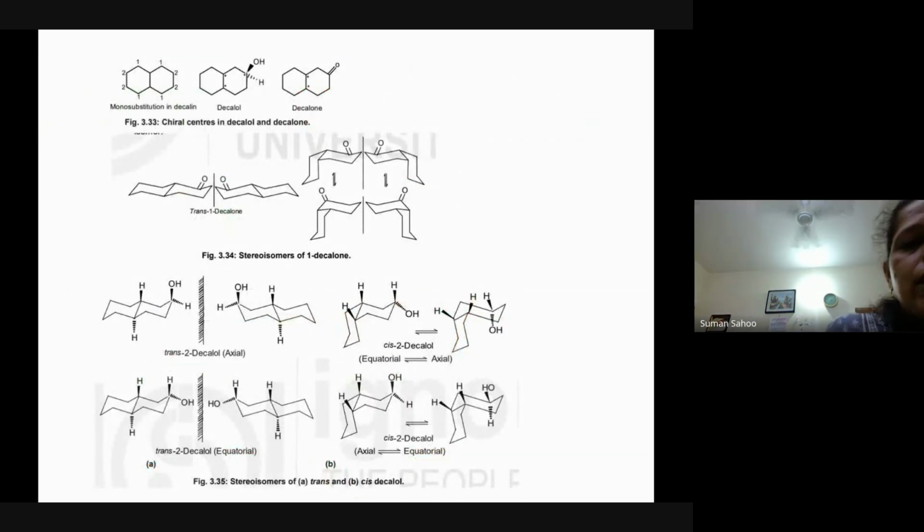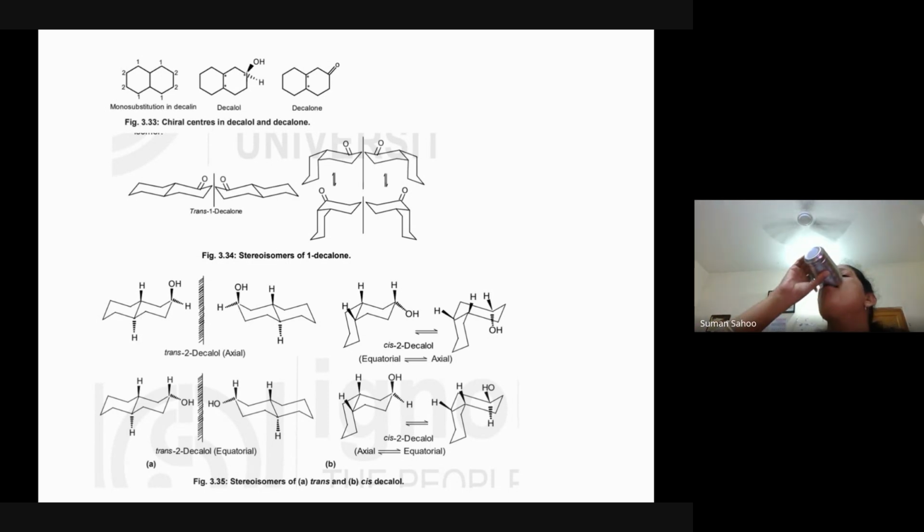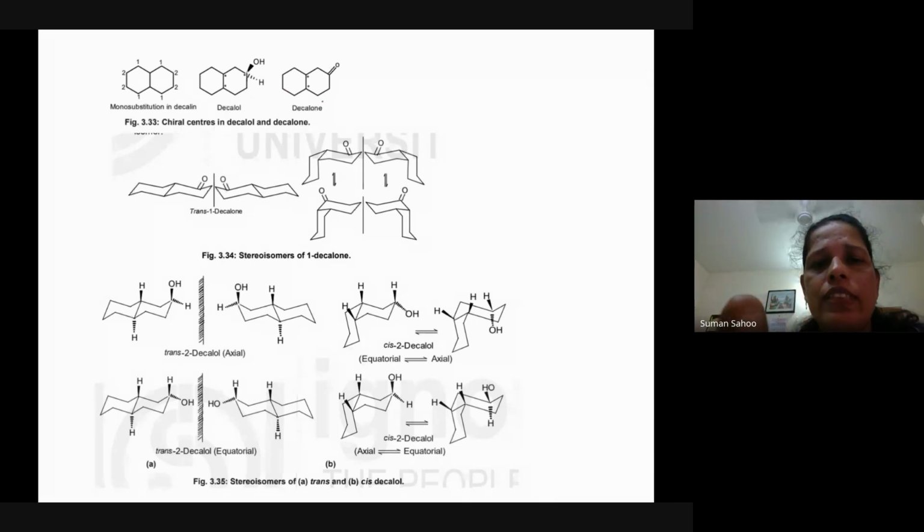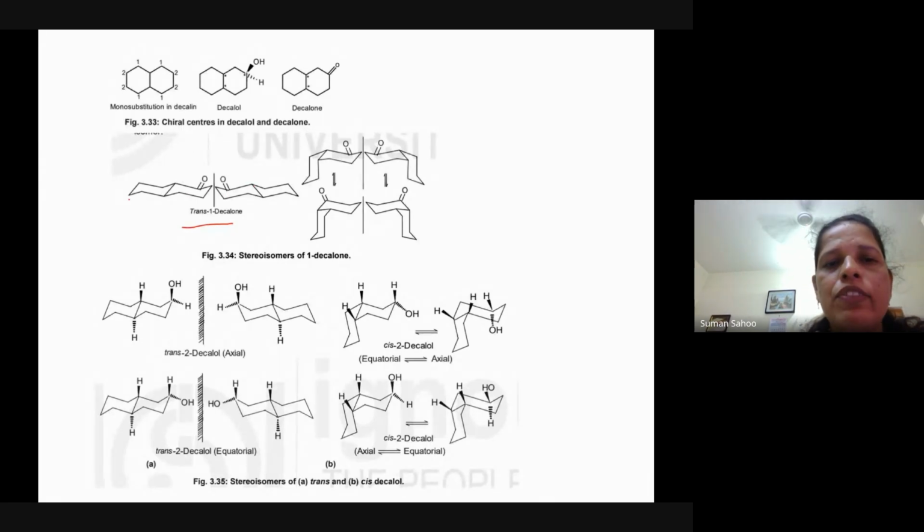Okay, next comes your substituted decalin. Two examples are there: decalol and decalone. First, decalone. It can be trans-decalone or cis-decalone. Cis-decalone can have two mirror images which are non-superimposable, so it can have two enantiomers. In case of cis-decalone, it can undergo flipping. So in that case, this one is the mirror image of this, so these two are enantiomers, and these two are enantiomers. So in cis-decalone, you get 4 enantiomers, and in trans-decalone, you get 2 enantiomers.